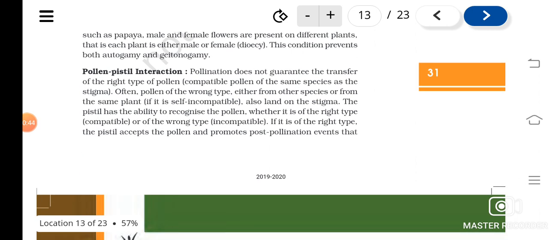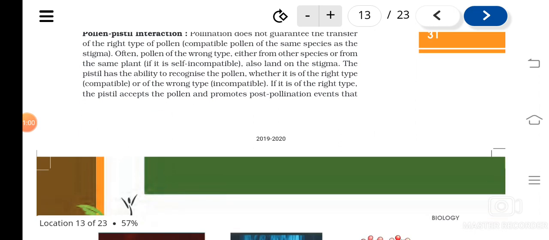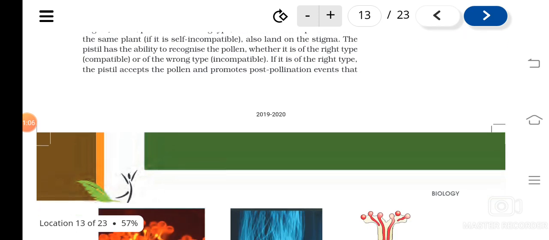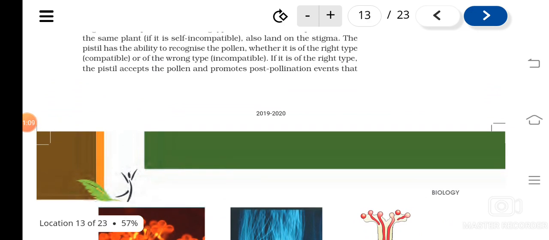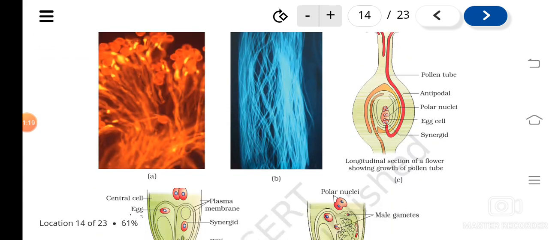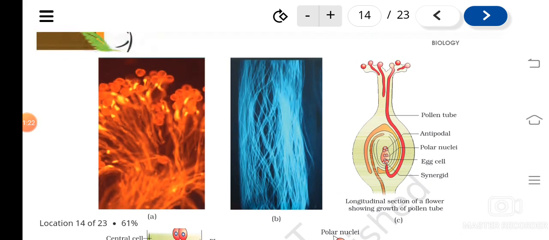If the pollen-pistil interaction is happening, between the pollen grains and the chemicals in the stigma there will be a continuous conversation, meaning there will be a lot of chemical reactions. If it is compatible, that will lead to the germination of the pollen grains. Understood? So all that can be called post-pollination events. The pollen will be accepted by the pistil, and that will lead to the germination of the pollen grain.